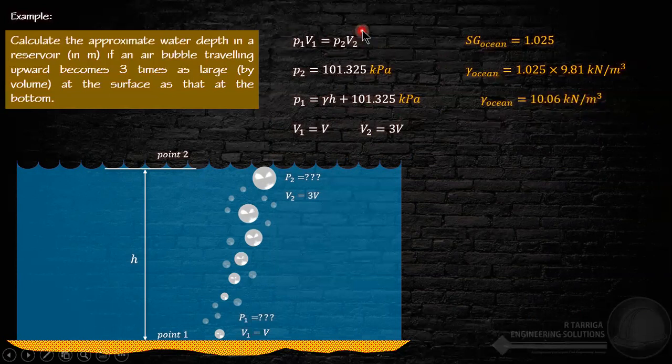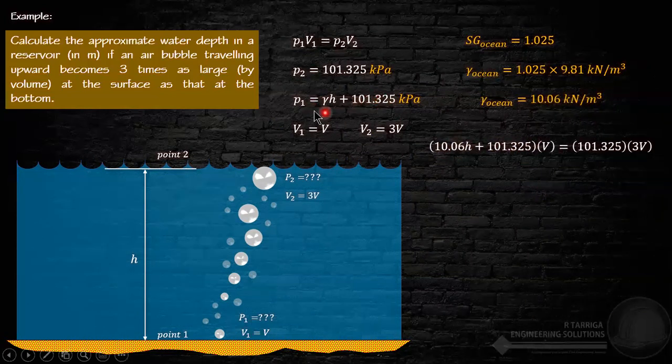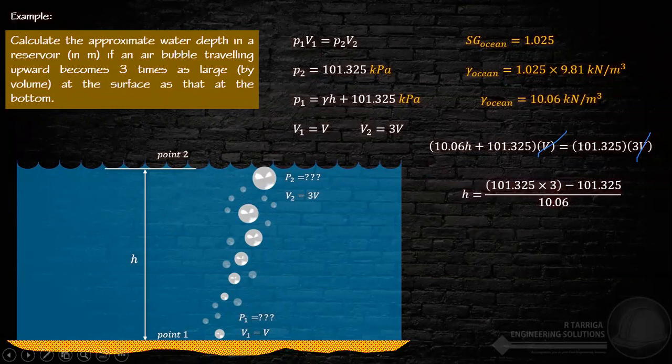Now, by using this relationship, we can now use this. P1 is this. Gamma is 10.06. So, I just substitute it there. H is unknown. So, V1. P2 is 101.325 and 3V. So, actually, if you could see, the V cancels. Okay? Cancel. So, transposing the terms, as a small algebra operation, that will become H is equal to 20.14 meters.